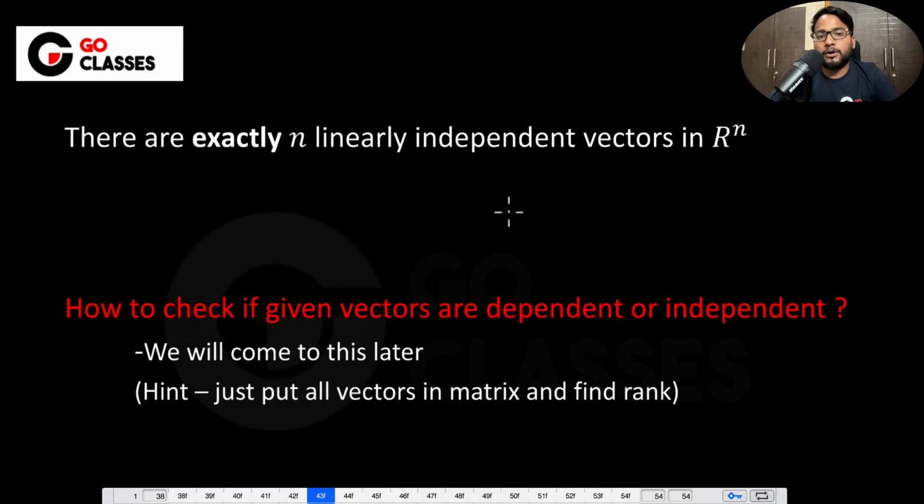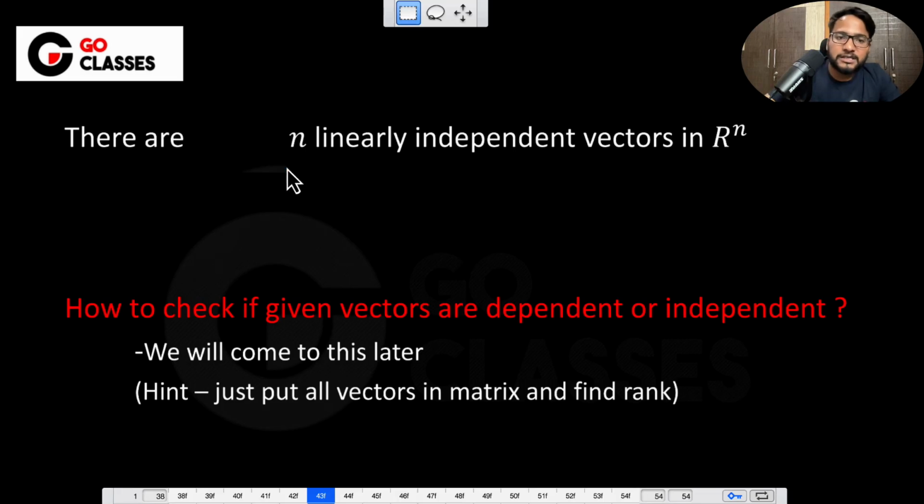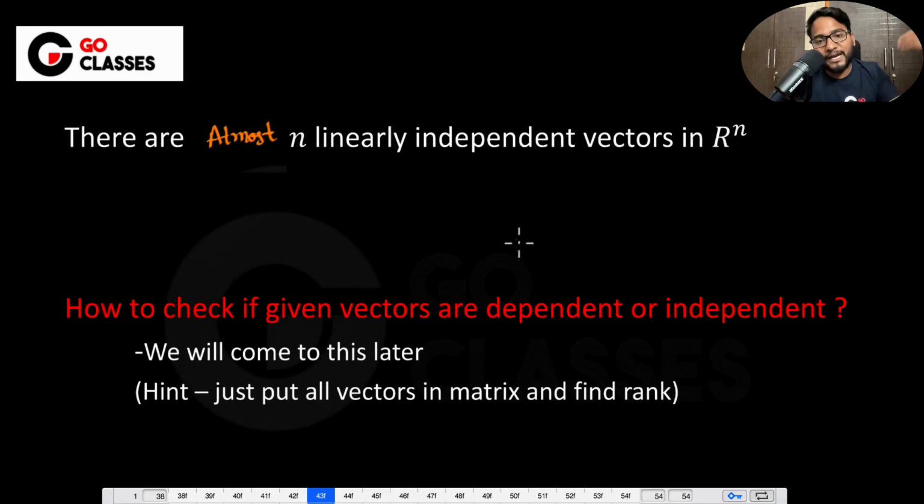So the statement here is like that. I mean, there are exactly n linearly independent. Oh, okay, let me just say there are at most, maybe. Actually, the context in which I was writing exactly might be different, but let me just say at most. So if you try to add more than n linearly independent vectors in Rn, that's not possible.